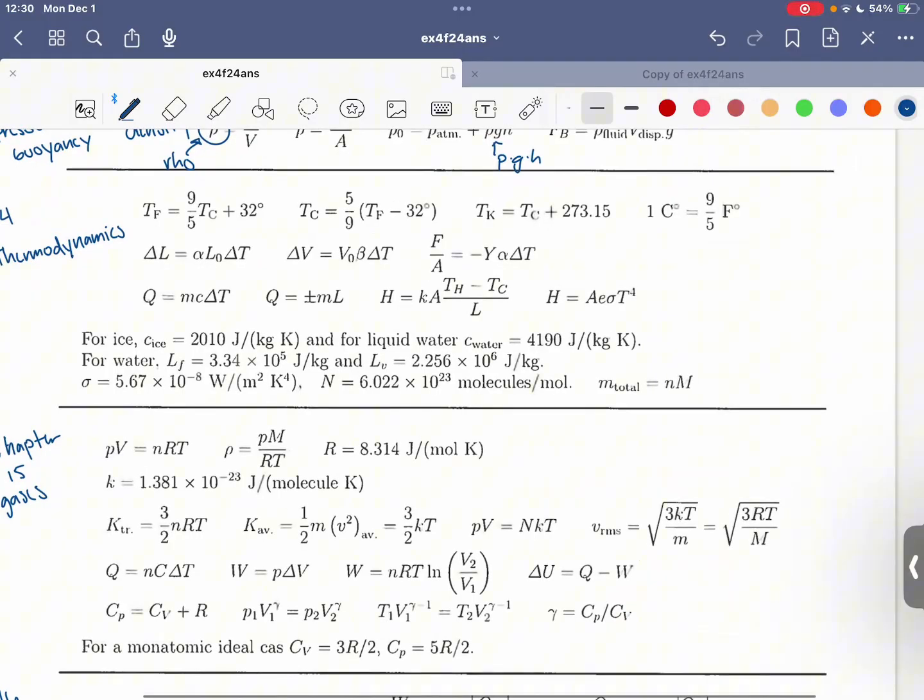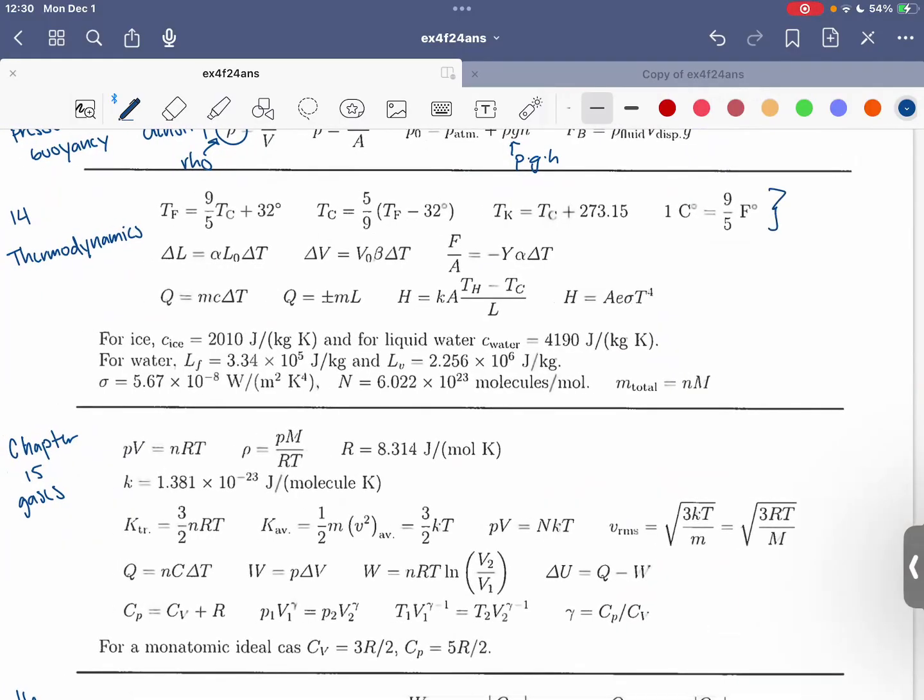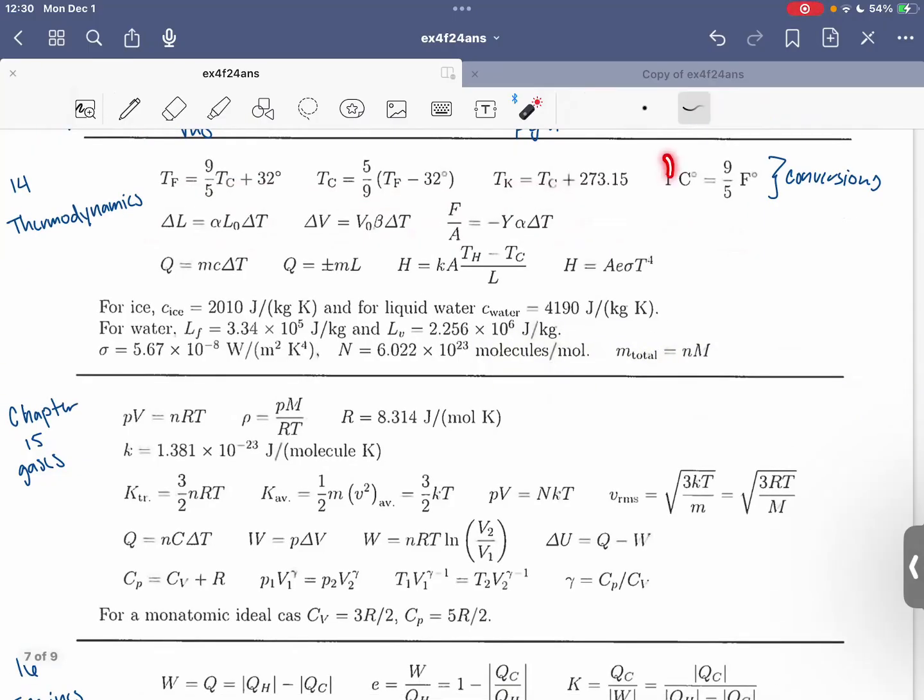Chapter 14 is thermo. So these equations at the top are going to be your conversions. Okay. So we have between Fahrenheit and Celsius, between Kelvin and Celsius, and Celsius and Fahrenheit again. Or I guess 1 degree Celsius is equal to 9/5 degree Fahrenheit. So these can sort of be used interchangeably, but these are going to be more useful, right?